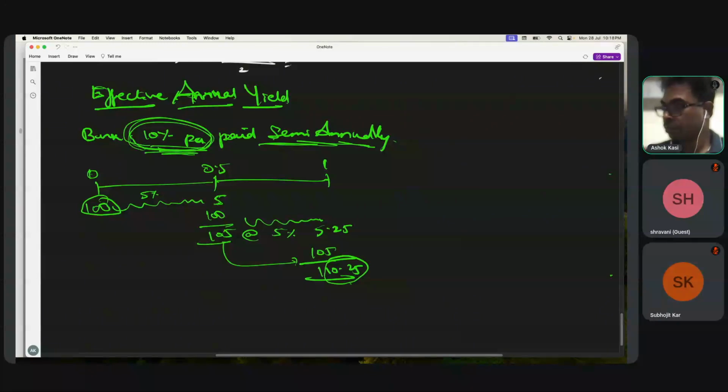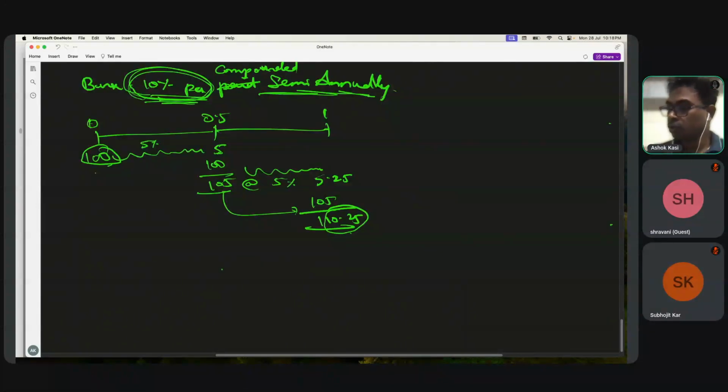So it is paid or compounded. Let me write compounded semi-annually. Is it okay? But this is 100 rupees, and it is only for 1 year, so we could manually calculate it. But what if it is 5,000 rupees? Then how will you calculate? We need a formula to calculate.